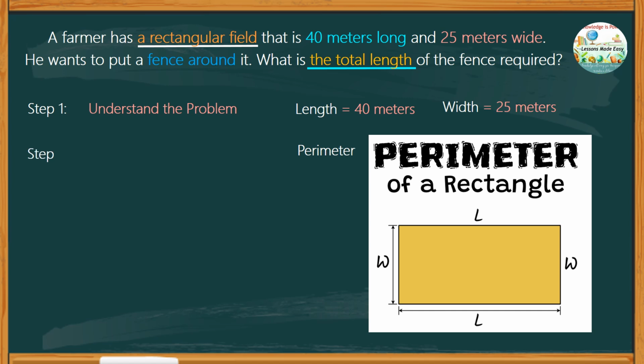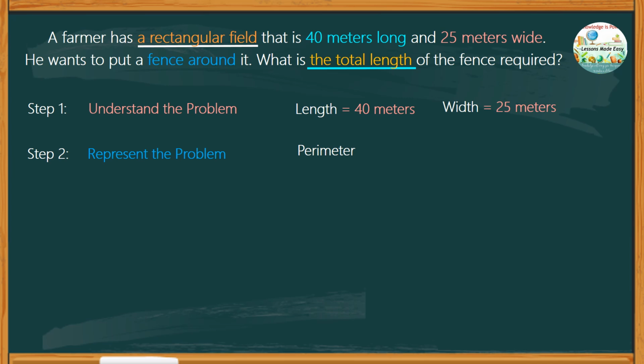The next step is to represent the problem by using the formula for the perimeter of a rectangle. We can find the perimeter by just adding all the lengths of the sides. A rectangle has 4 sides. We can express the perimeter as 2 times the sum of the length and the width.